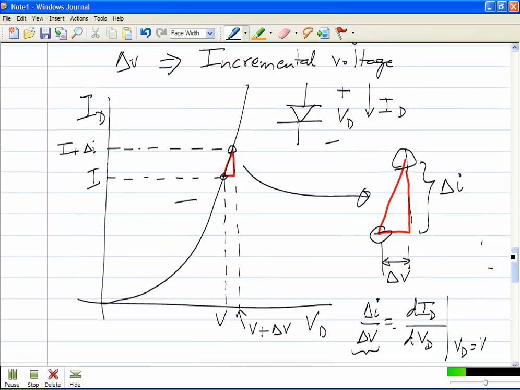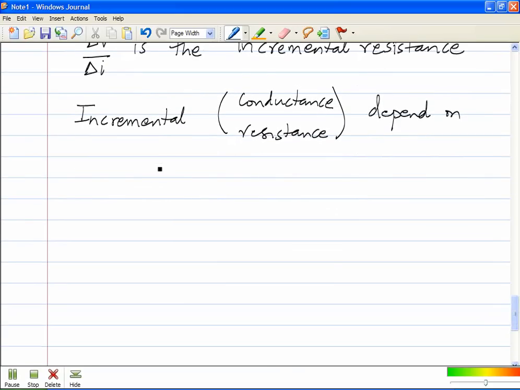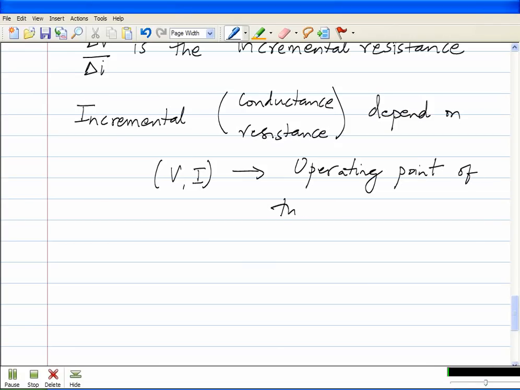Very good. So clearly the slope of this curve at this point depends on where you are along the curve, right? And where you are along the curve is given by this abscissa-ordinate pair V comma I, correct? And this set of points depends on V, I. So what is V? We said V is the quiescent voltage, I is the quiescent current. So this combined pair V comma I is often called the operating point of the nonlinear device.